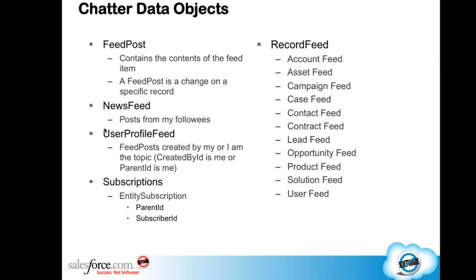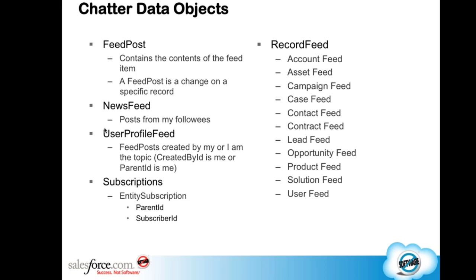So let's go ahead and talk about these data objects. There's basically three types of objects that we need to be concerned with when we're developing for Chatter. The first is the feed post, and this is the object that contains the contents of the post or the update. So when a user goes ahead and creates a post on somebody else's profile, that content is contained in the feed post.